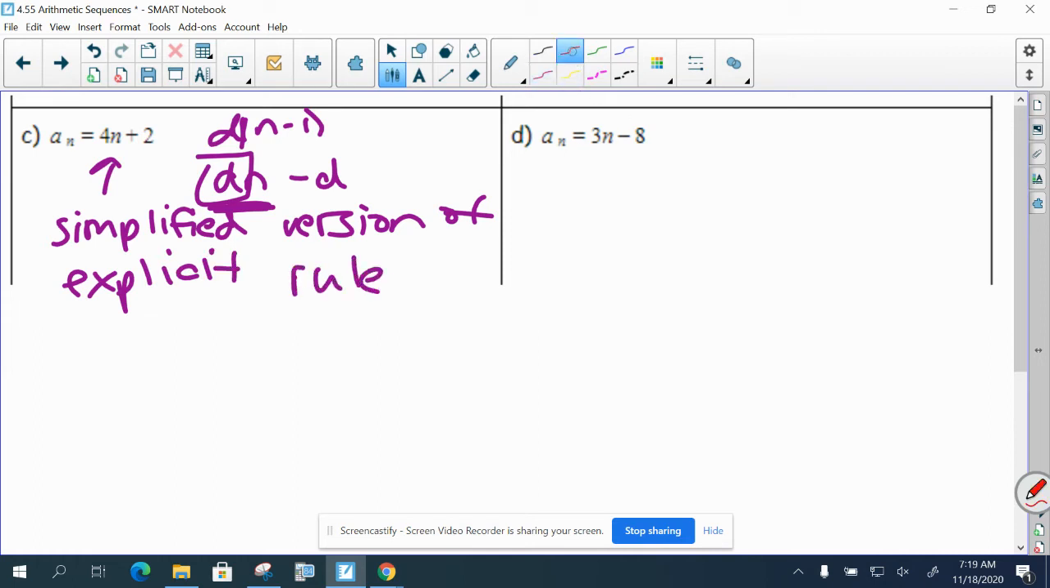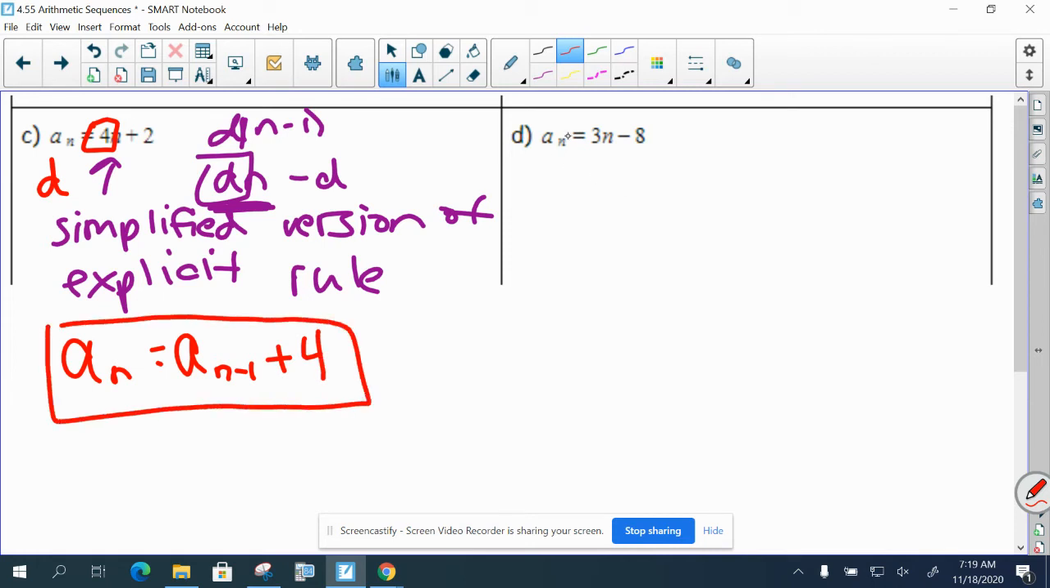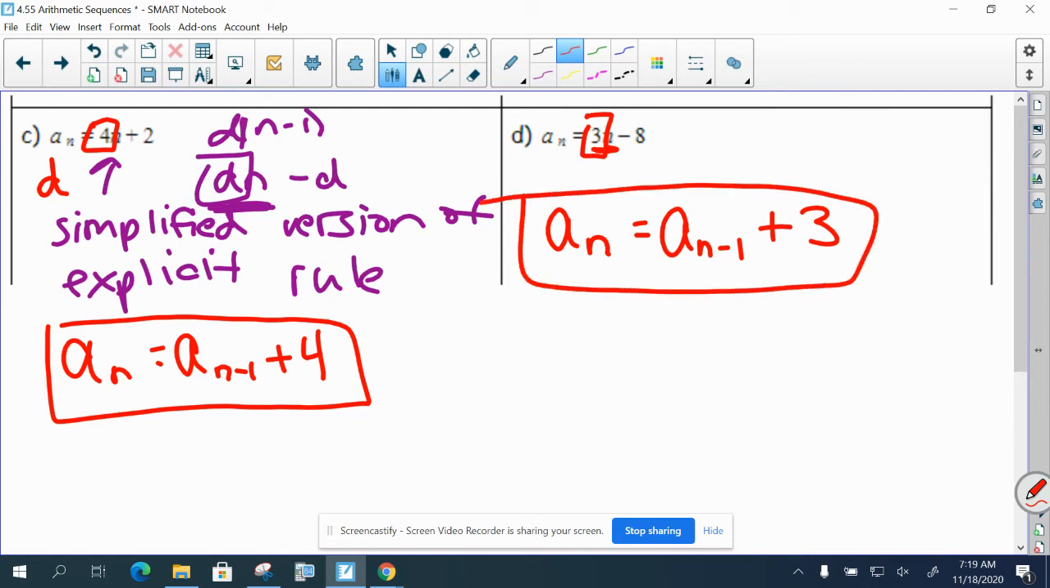Okay, so anyways, all you need to know when you're writing the recursive rule is the common difference. And since the 4 would be the common difference, since it's being multiplied by n, then that would be our d. So then the recursive rule would be a sub n equals a sub n minus 1 plus 4. Right, and same thing for part D. So 3 would be the common difference because it's being multiplied by n. And so then it would be a sub n equals a sub n minus 1 and then plus 3. And that's the most kind of questions it'll ask you if it gives you the simplified version. It won't ask you for the explicit rule.